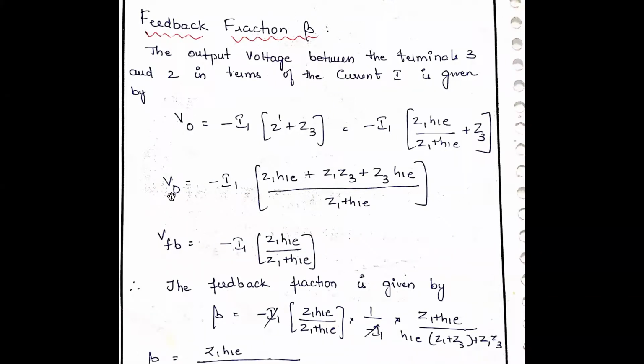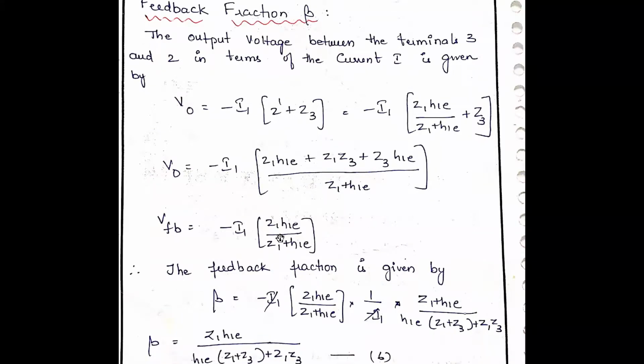Okay, so we got V0, we got feedback voltage. Beta is nothing but feedback voltage divided by output voltage. So feedback voltage, minus I1 into Z1 HIE by Z1 plus HIE, divided by output voltage. Divided by output voltage means x by y, we can write it as x multiplied with 1 by y. Okay. So now dividing by I0.